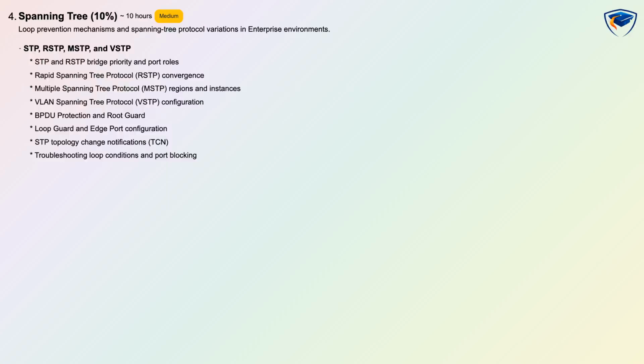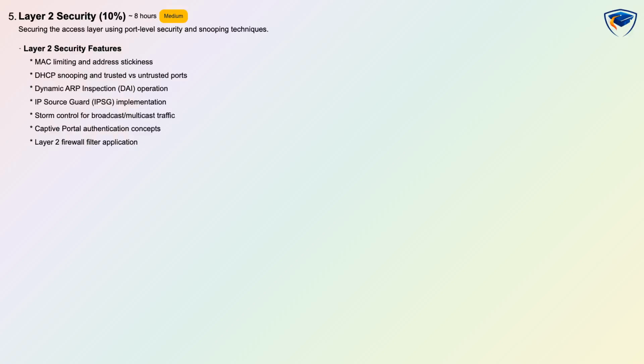Spanning tree is 10% of the exam with medium difficulty and about 10 hours of study time. You will learn STP, RSTP, MSTP, and VSTP variants, bridge priority, port roles, and rapid convergence behavior. Focus on BPDU protection, root guard, loop guard, edge port configuration, topology change notifications, and techniques to troubleshoot loops and blocked ports.